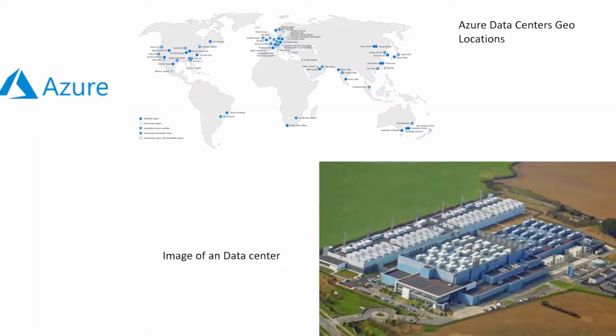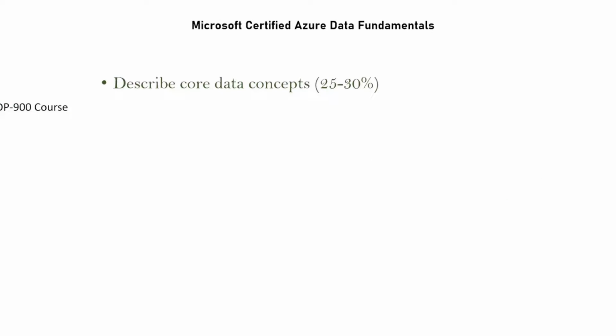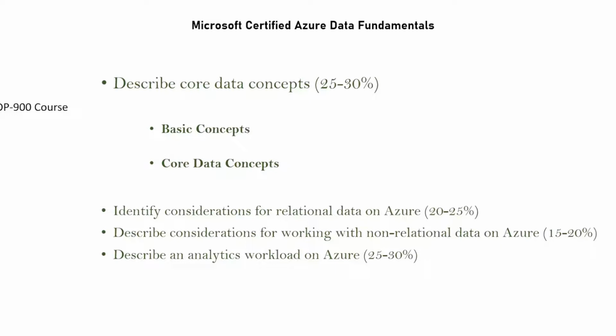So here I am closing the first part, the half of the first part that I called basic concepts. Again coming back to the course material, there are four segments. The first is describe core data concepts, which weighs around 25 to 30% of the questions in the examination. And I had subdivided it into two parts, basic concepts and core data concepts. So we have just completed basic concepts, and we need to go with the core data concepts.